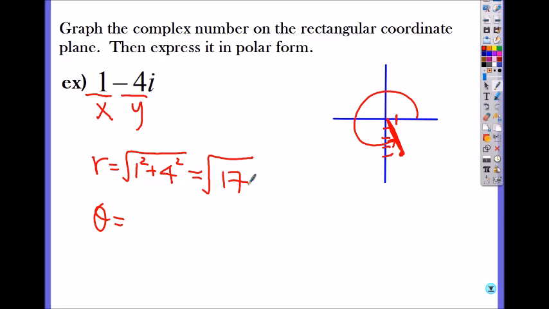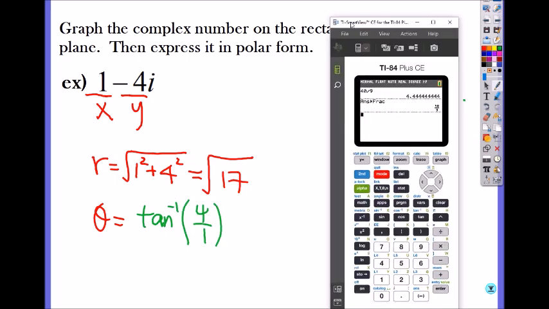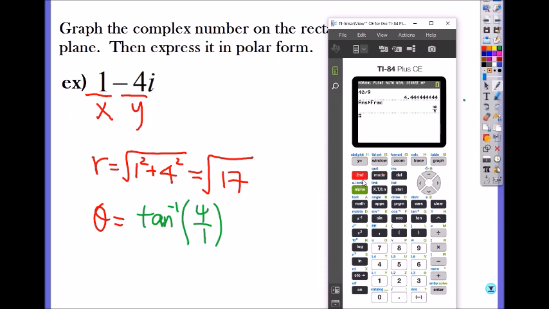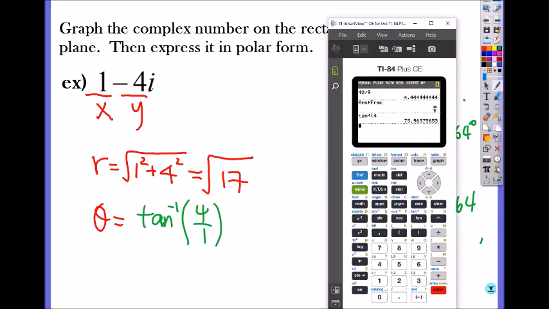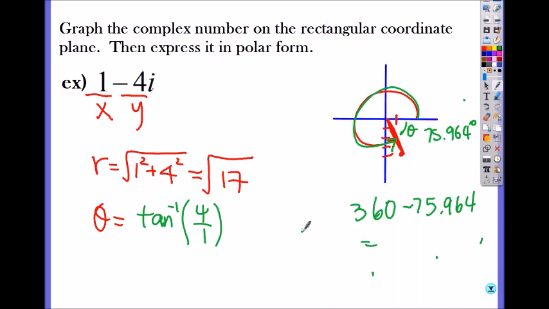How do you find the theta? The reference angle, which will be this one right here, you can easily find by arctangent of y over x, which is 4 over 1. So it's arctangent of 4, right? So you get 75.964. Is that your theta? No. What's your theta? From here to here, right? So what would you do? 360 minus that. It's on the fourth quadrant. So you get 284.036. So theta is 284.036 degrees.